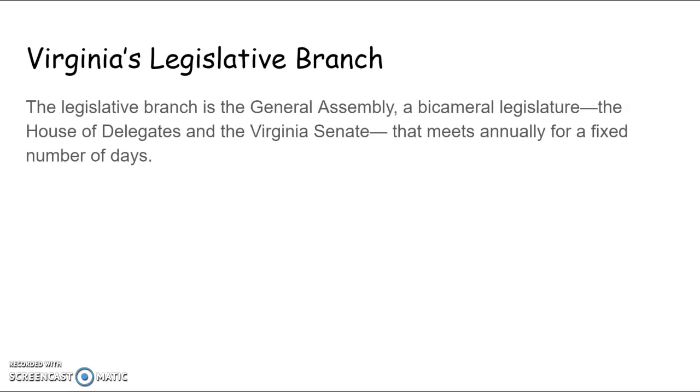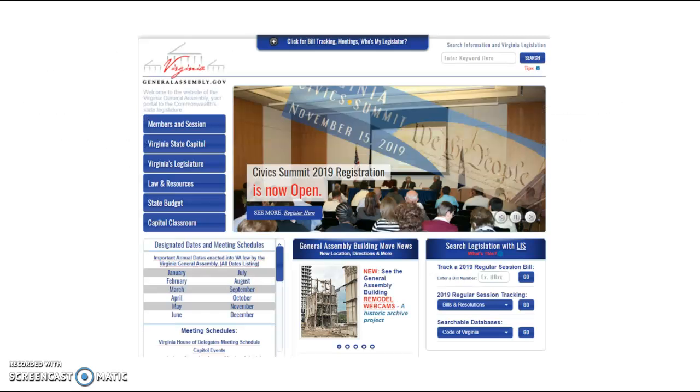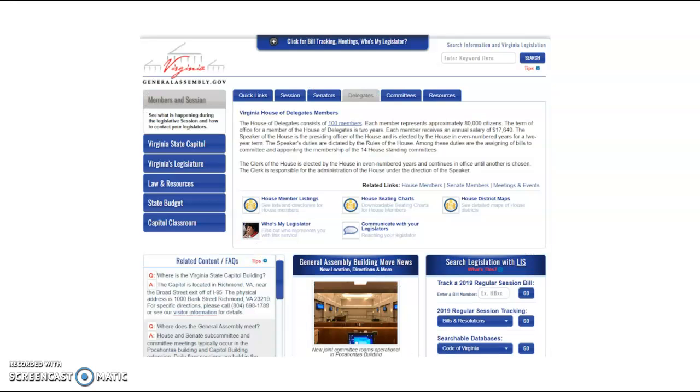The legislative branch is the General Assembly, a bicameral legislature, and the House of Delegates and the Virginia Senate, and they meet annually for a fixed number of days. I went to the General Assembly website and just took pictures, like little screenshots of things. You're more than welcome to visit that site if you would like. I looked up things about our House of Delegate members.